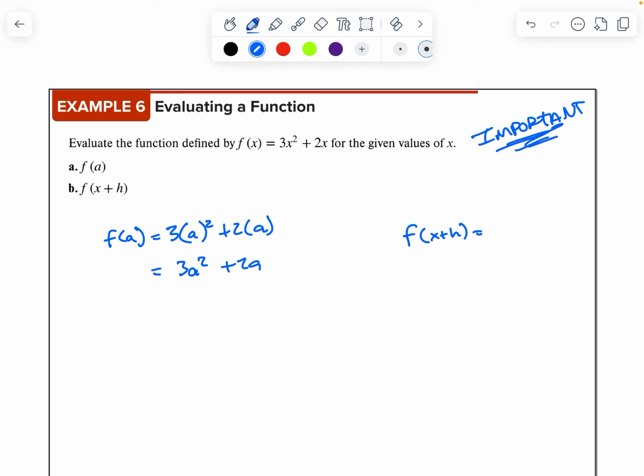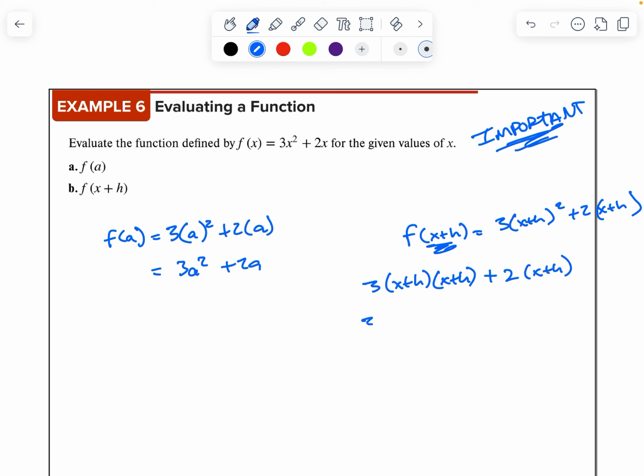This is going to be important in just a minute. All right, here, 3x squared plus 2x. But instead of x, I have x plus h. And now to simplify that, I would have 3 times x plus h, x plus h. x plus h squared is the same thing as writing it twice.